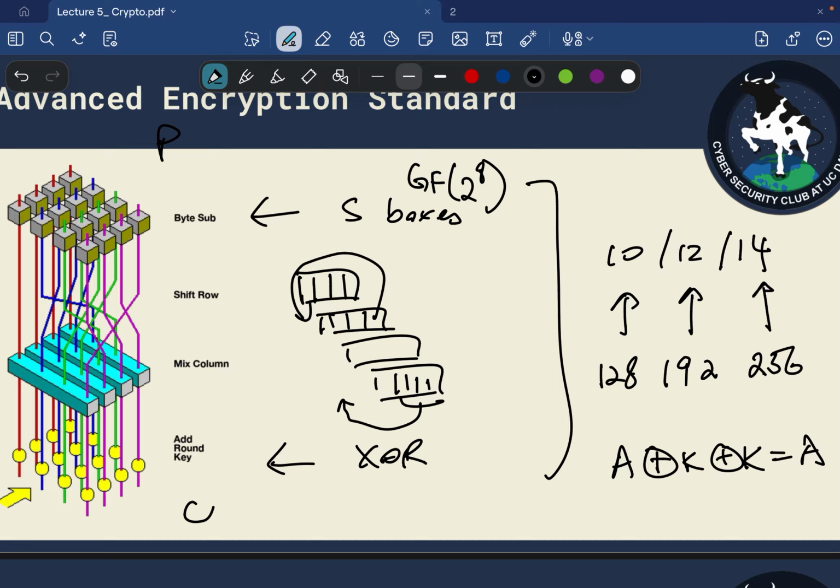So if shift row and mixed column are defined previously, then if someone has the key, they can put in any plain text and get any ciphertext. Yes, so that's the important thing.